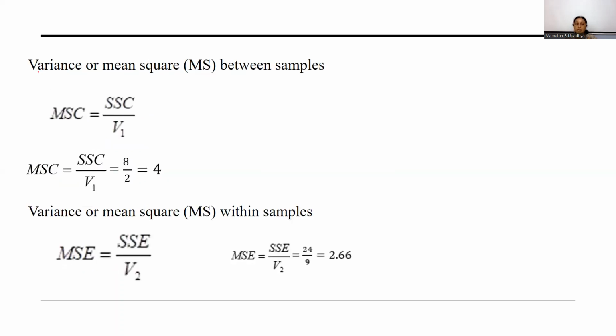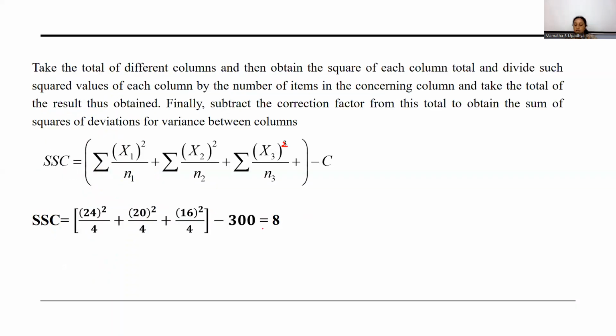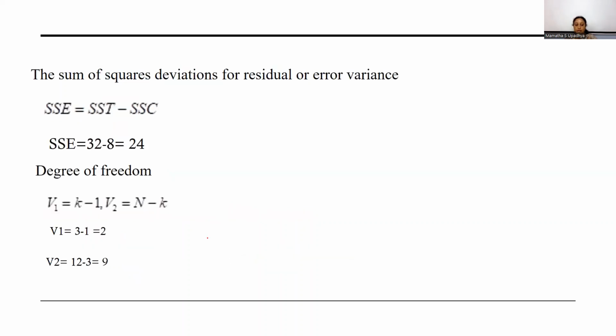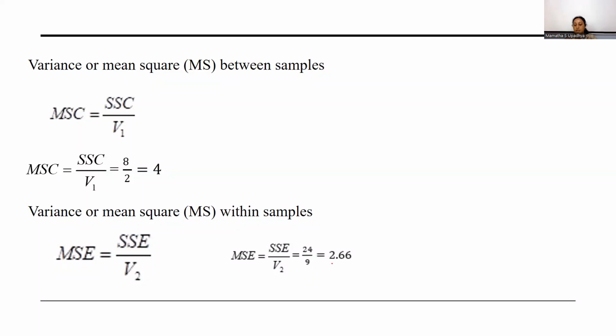So next step is find the variance or mean square between samples, and that is given by the formula MSC is equal to SSC divided by V1. So we have already calculated our SSC value as equal to 8 and our V1 value is equal to 2. So therefore, substituting and simplifying, we get the value of MSC is equal to 4. So next step is let us find variance or mean square within samples, and that is given by the formula MSE is equal to SSE divided by V2. So SSE we have already calculated, right? So SSE is 24 and our V2 is equal to 9. So substituting and simplifying, we get the value of MSE as equal to 2.66.